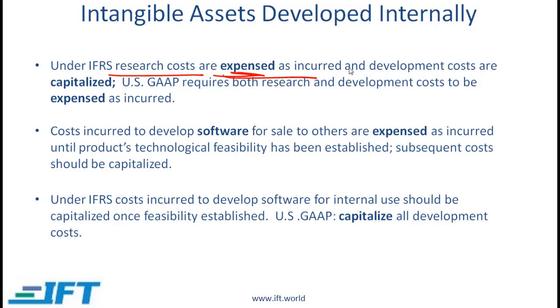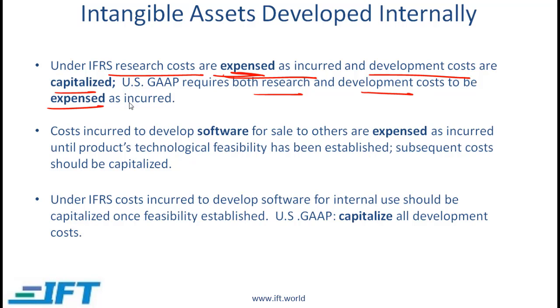Once it is clear that the intangible asset being created is going to have a future benefit, say we have created the prototype, we know it will work, and now we need to develop that into a proper product, then we are in the development phase, and the development costs according to IFRS can be capitalized. US GAAP is more strict. US GAAP says that both research and development costs are to be expensed as incurred.